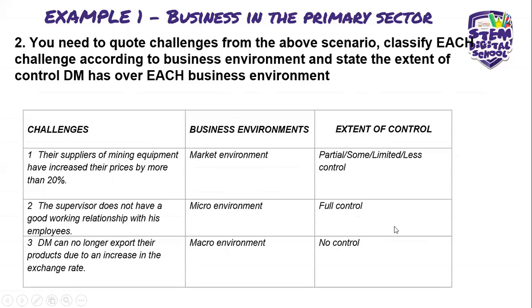Now, let's look at the business challenges under this sector. This is a mining sector where they extract platinum. So let's look at their challenges. The first challenge is that their suppliers of mining equipment have increased their prices by more than 20%. Because it's their suppliers, remember, it's outside the business. Therefore, we know that anything outside the business will be regarded as your market environment. And we know under the market environment that we do not have full control, but we can have some control, or limited or partial control, basically. So you have to identify that since it's the supplier, it's outside. The word supplier was telling us that it's outside.